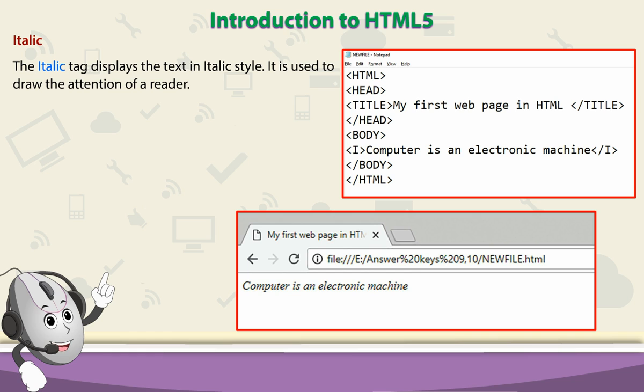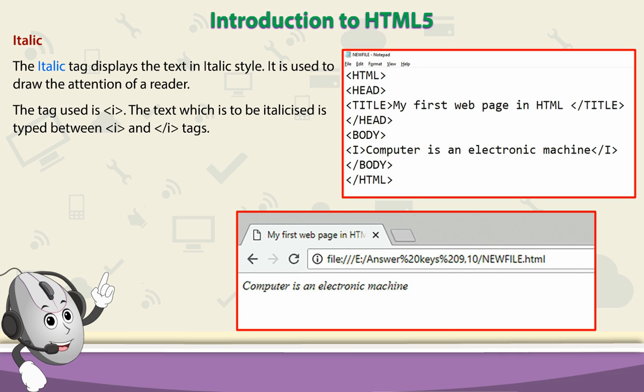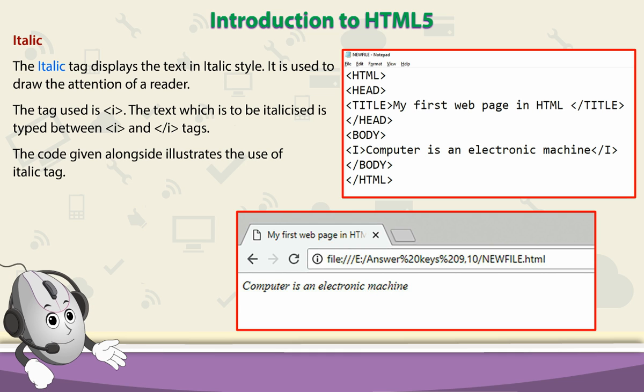Italic. The italic tag displays the text in italic style. It is used to draw the attention of a reader. The tag used is I. The text which is to be italicized is typed between I and /I tags. The code given alongside illustrates the use of italic tag.